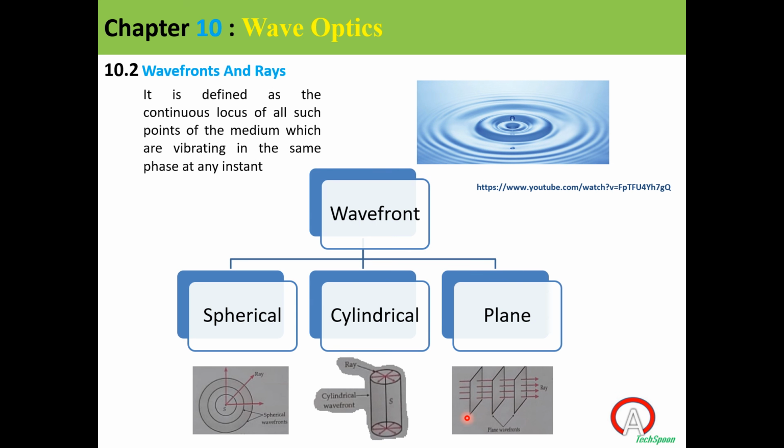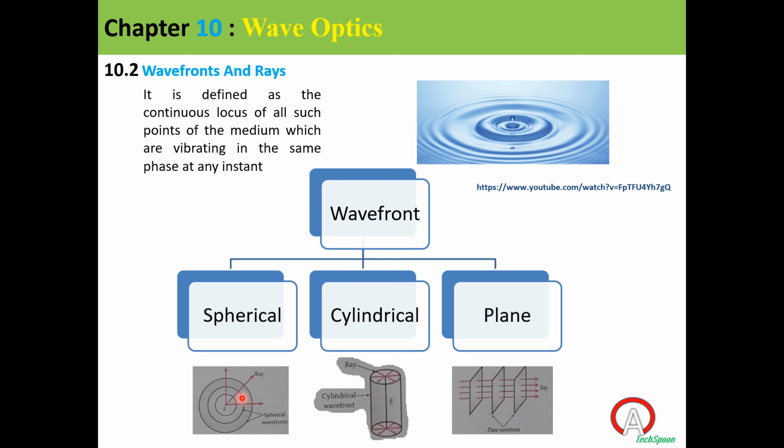Now, what is a ray of light? Those lines drawn perpendicular to the wavefront. You can see the red line, right? Here also a red line, here also a red line. Whatever the wavefront shape, cylindrical or spherical or plane, the lines drawn perpendicular to that wavefront, we'll call it a ray.